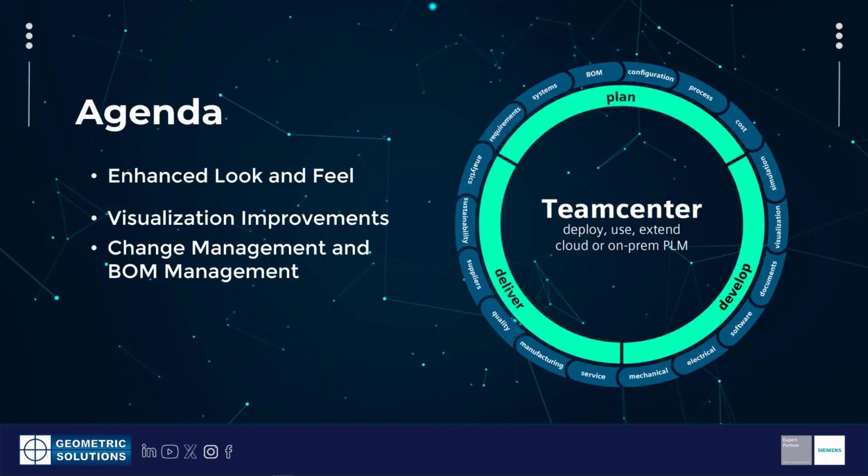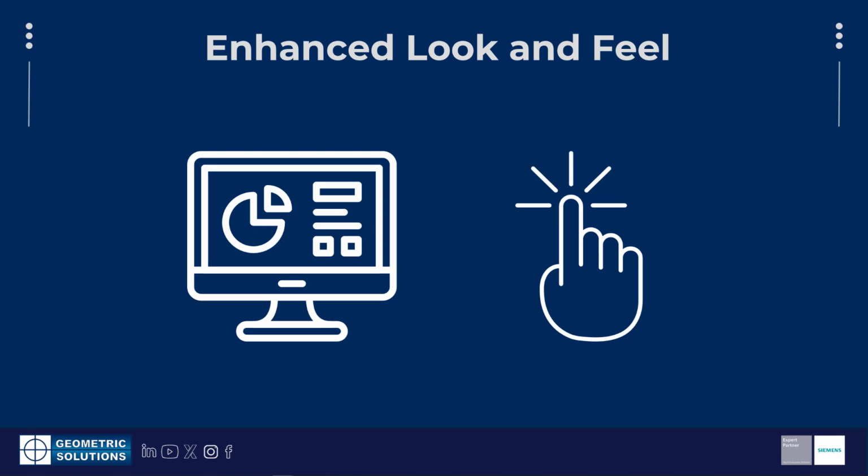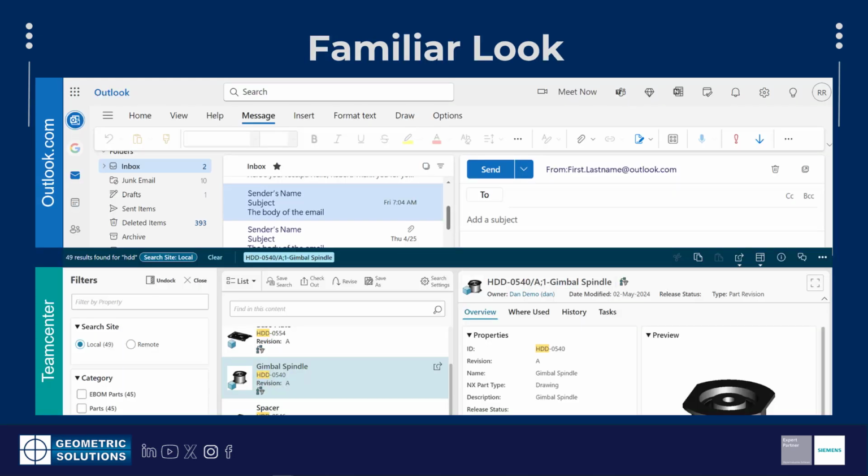Here's a brief overview of what I'll be covering in today's webinar. Let's start off with the Teamcenter 2406's enhanced look and feel. One of Siemens' top priorities is making a powerful product that is easy to use. While styling the interface, it is important to stay consistent with today's web pages and applications, such as shown here in Outlook.com. As you can see, not only is the layout familiar, but also the styling of the views in the layout.